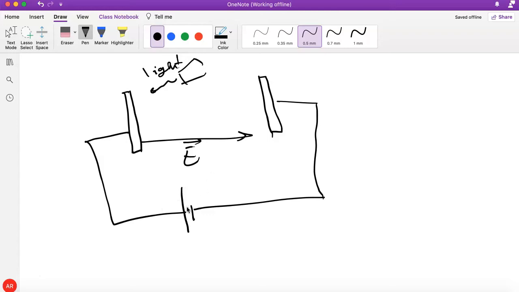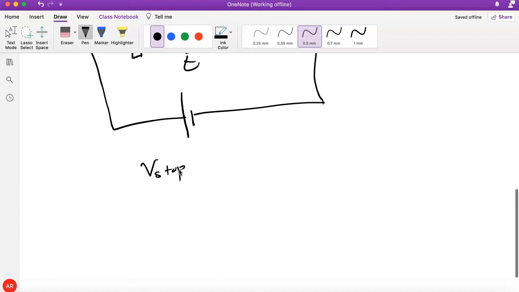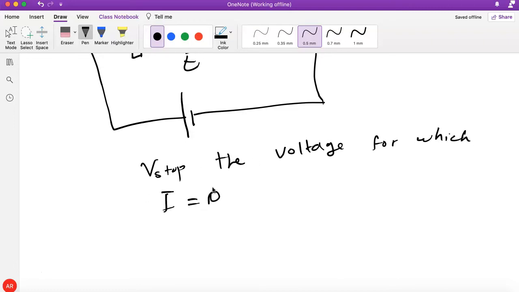Now, as you increase the voltage, you increase that electric field, that in turn slows down these electrons that are emitted from this electrode as they travel this way. This electric field exerts a force to the left on them. It slows them down. And if you make that voltage large enough, there's going to be a point where these electrons don't reach the other plate, and the current goes to zero. Right? So as I increase my voltage here, this is an adjustable voltage. As I increase it, my current goes down and ultimately it reaches zero. So let's say V stop is the voltage for which I is zero.